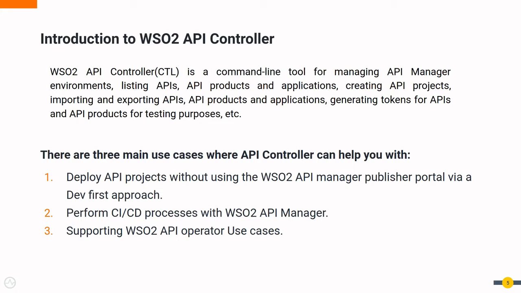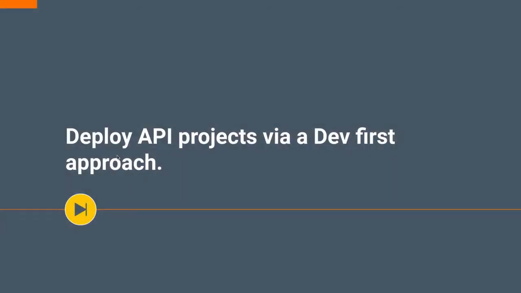The third one is to support WSO2 API Operator use cases. The WSO2 API Manager Operator makes it easy to deploy WSO2 API Manager in Kubernetes through simple commands. Also, it supports deploying recommended deployment patterns in Kubernetes, introducing a new custom resource definition called API Manager to efficiently and easily deploy patterns and custom patterns in Kubernetes. The API CTL tool will support these use cases.